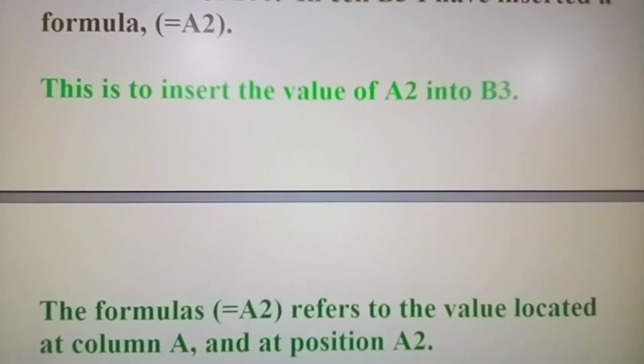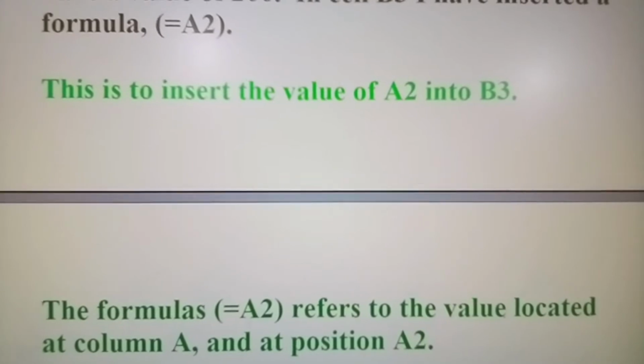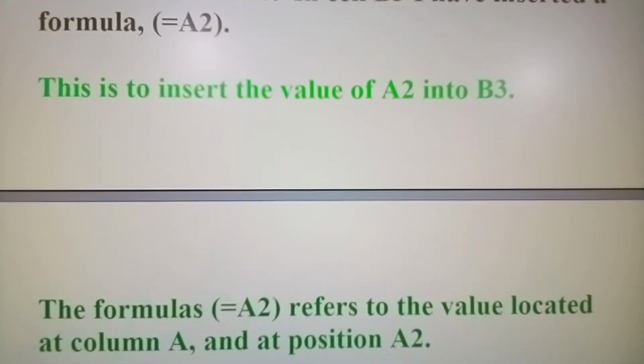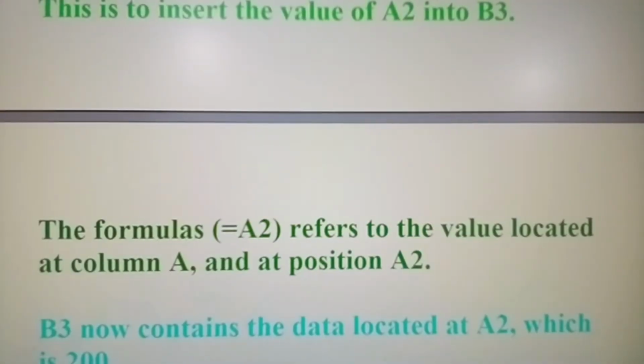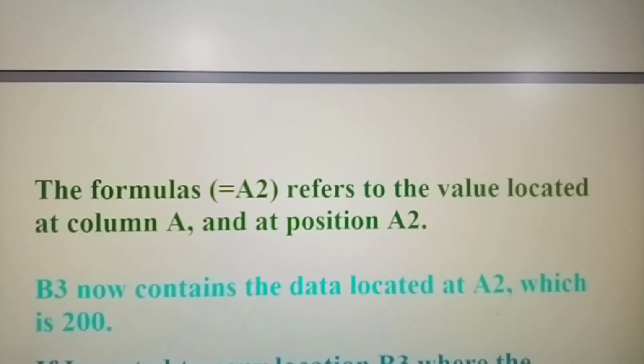Now you will need to do some additional work for yourselves. I'm only giving you an introduction to something that you may have come across before. The formula, open bracket, equals A2, close bracket, refers to the value located at column A and at position A2. B3 now contains the data located at A2, which is 200.